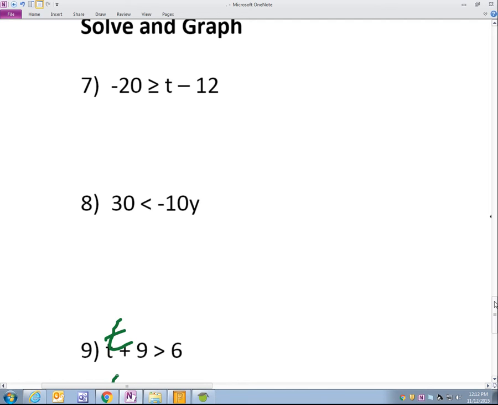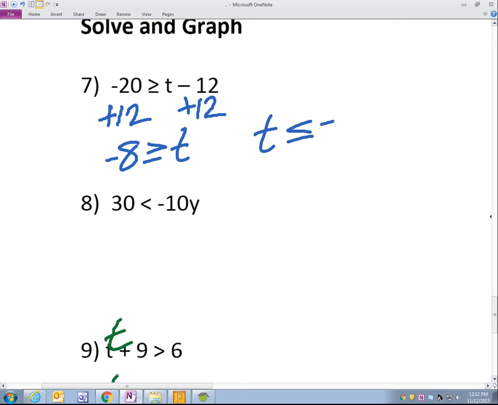Addition. So I'm going to add what was being taken away, plus 12. Negative 8 is greater than or equal to t. And I like to have the variable first, so I'm going to make this be t is less than or equal to negative 8.